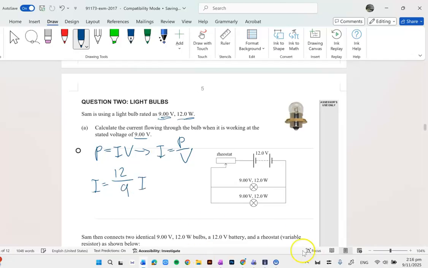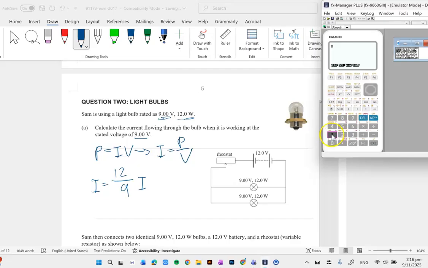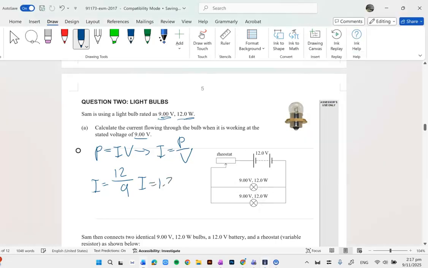So the current is, if I put that divided by 9, we're going to get 1.33 amps. And that's the final answer, and I've just rounded it to three significant figures. So this is an achieved mark.